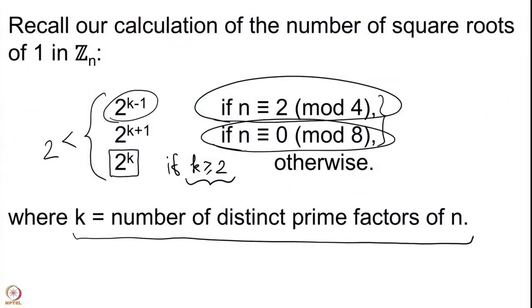And finally, if you have n congruent to 0 mod 8, whatever number of prime factors you have, 2 power k plus 1 is always going to be bigger than or equal to 2. So, here you always have this to be bigger than or equal to 2. This is something that you have to study later. So, we will say sometimes. So, these are the 3 major observations which we write down here.